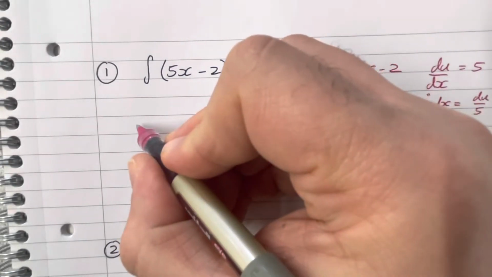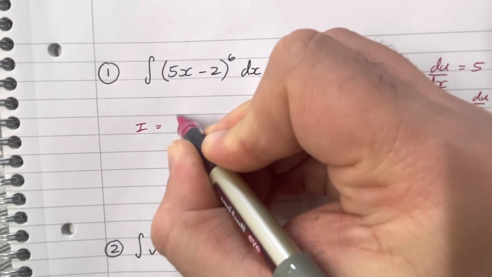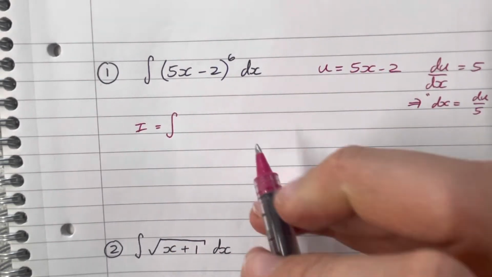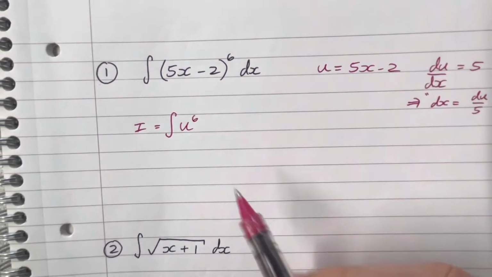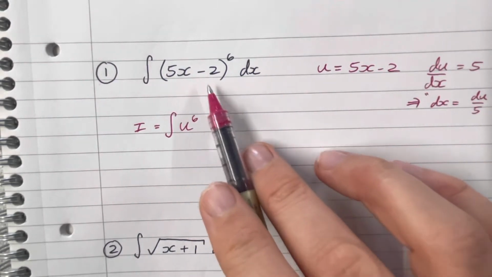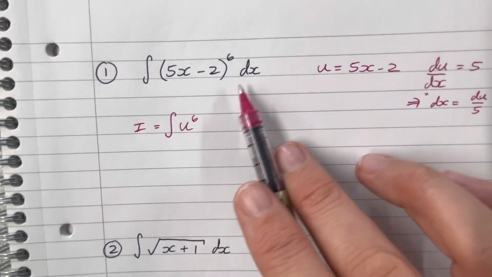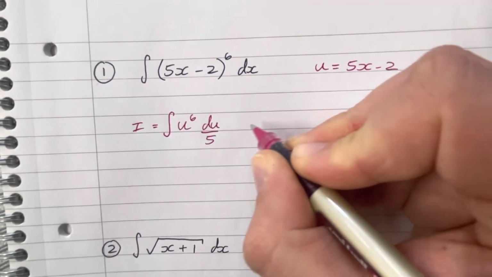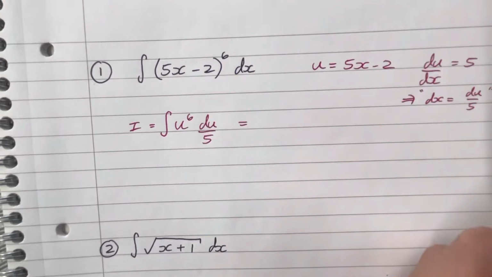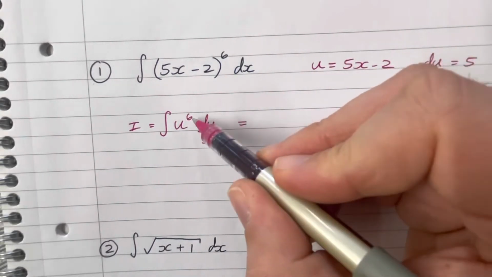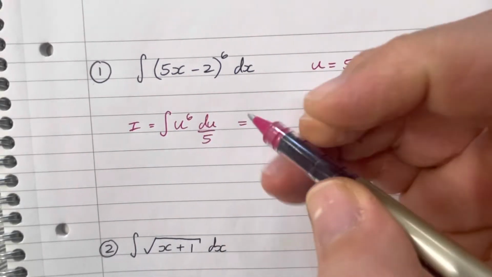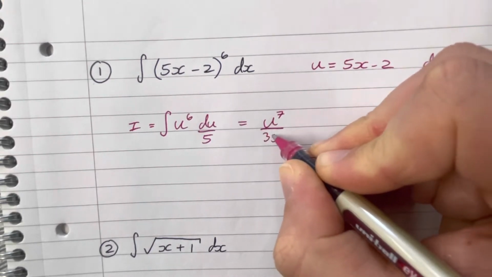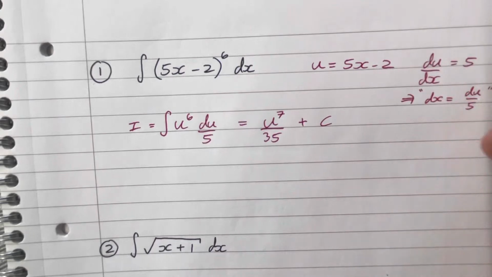So my integral is now going to become the integral of not 5x minus 2 to the 6, but u to the 6. Because 5x minus 2 is u, so that's just u to the 6. And the dx is du on 5, so it's du divided by 5. And now this is just a year 12 integral, which I could just carry out. So add 1 to the power, divide by new power, that's going to be u to the 7 divided by 35. And don't forget your constant of integration.